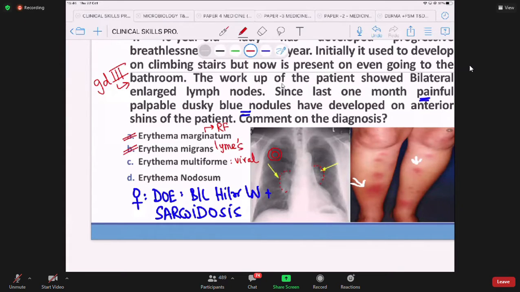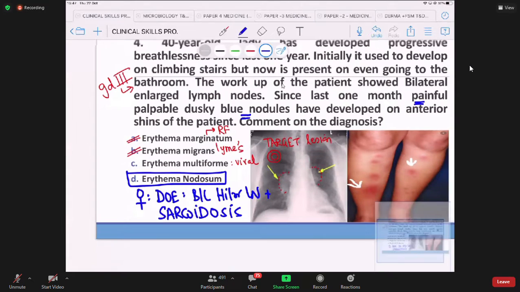Point number one, why erythema multiforme is not the answer: it is seen with viral infections. Number two, it should have a target lesion, and you cannot see any target lesion. Rather, what you're seeing here is a description he has himself given: purplish, painful nodules. These purplish painful nodules are the ones referred to as erythema nodosum. So the correct answer to this discussion is the overlap of internal medicine and dermatology.